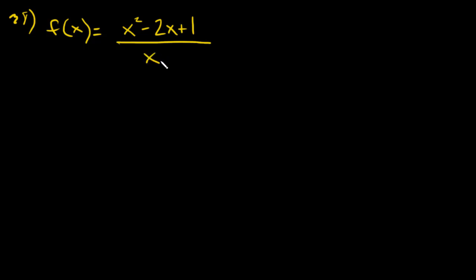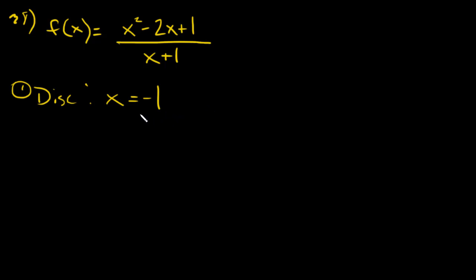Okay, so I think that one was 38. And for 38, we had f of x equals x squared minus 2x plus 1, all of that over x plus 1. So first things first, are there any discontinuities with the original function? And absolutely. We have a rational expression here. I set the denominator equal to 0 and solve, and there is a discontinuity at x equals -1.